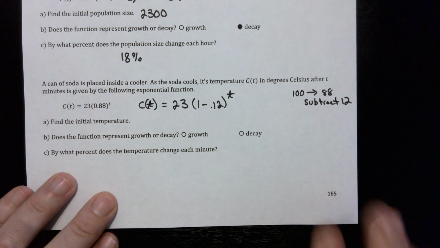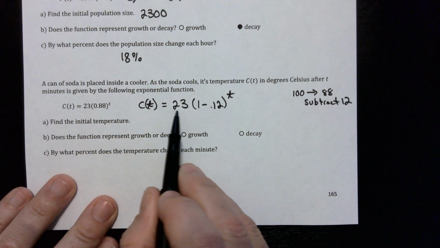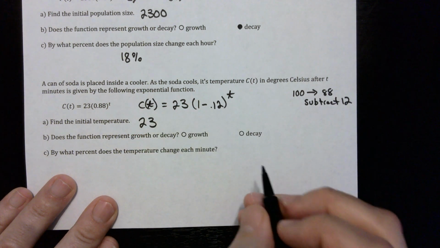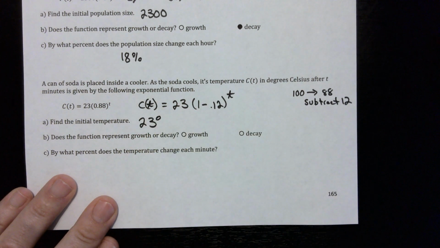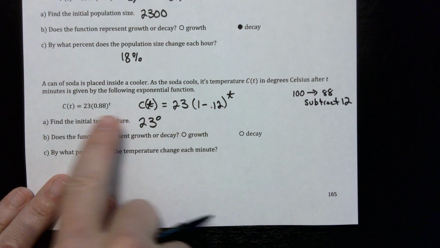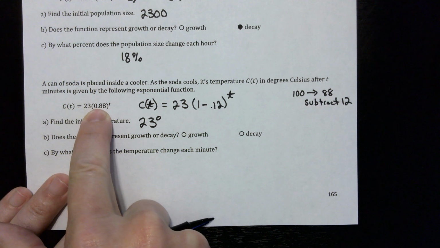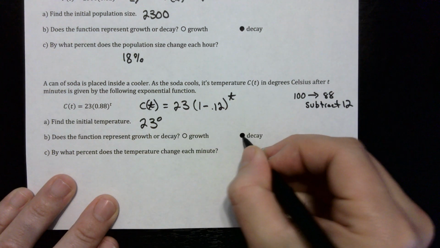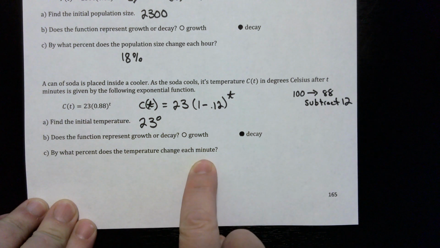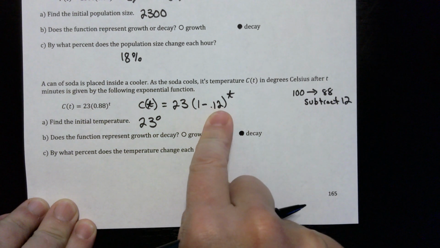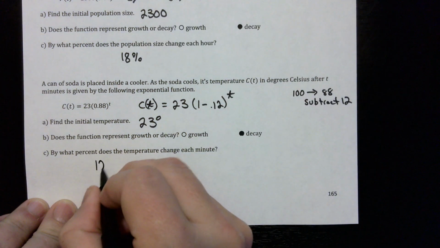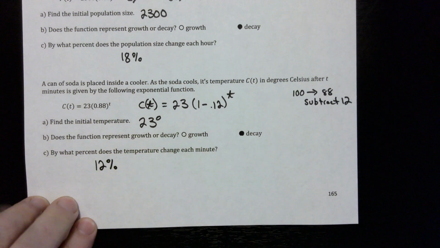All right, let's answer the questions. Find the initial temperature. It's the number out front. That's 23 degrees Celsius. Does the function represent growth or decay? Is this number bigger than 1 or smaller than 1? It's smaller than 1. That is decay. By what percent does the temperature change each minute? That's going to be this number after we convert it to a percent. So move that over, boom, boom. That'll be 12%. And that's it.